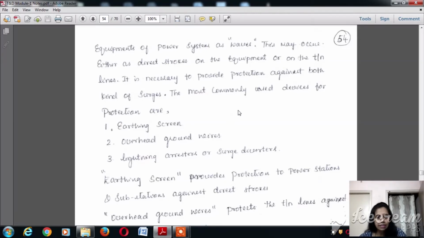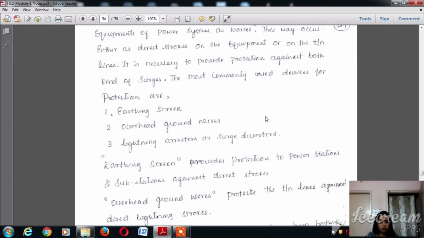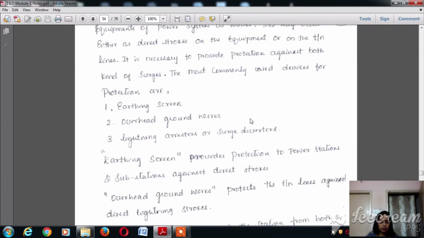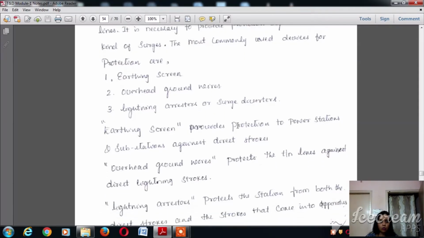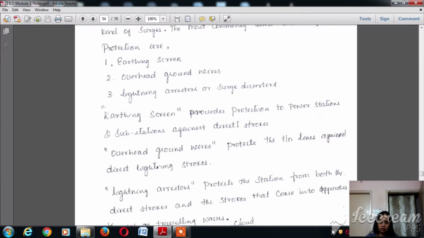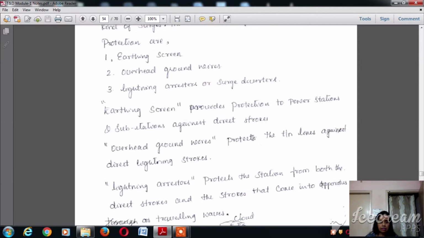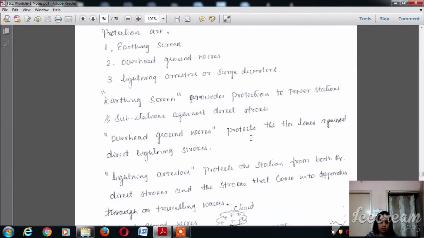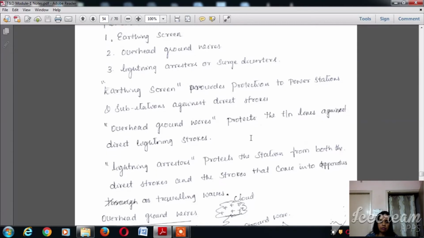It is necessary to provide protection against both types of surges. The most commonly used devices for the protection of the conductors from lightning are the earthing screen, overhead ground wires, lightning arresters or surge diverters. The earthing screen provides protection to power stations and substations against direct strokes.